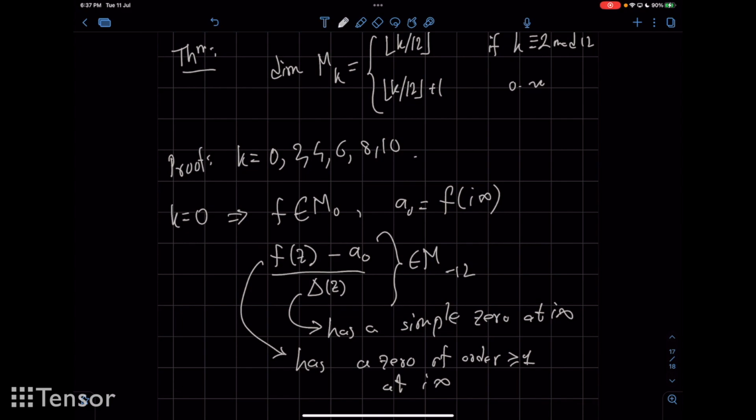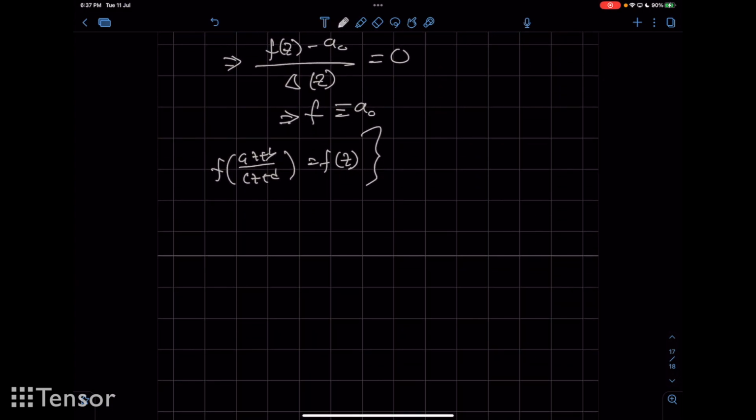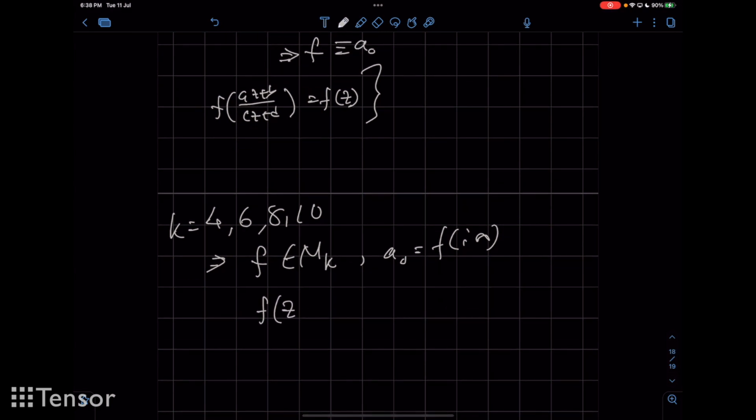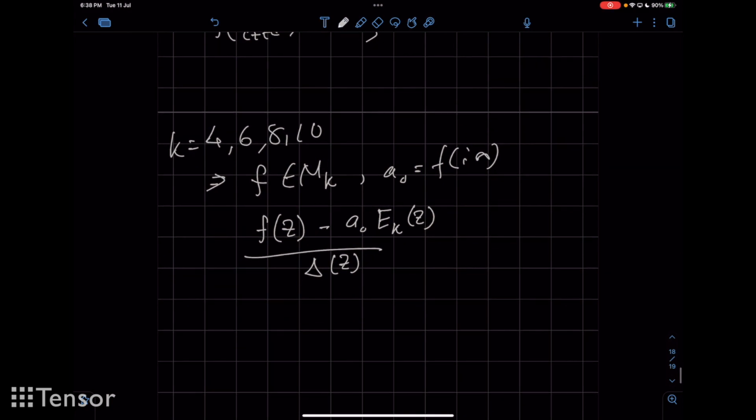And we can essentially do the same reasoning for k being 4, 6, 8, and 10. So let's do it real quick. If k is, say, 4 or 6 or 8 or 10, then again let's take a modular form of weight k, and suppose a0 is f of i infinity. We define a new function, f of z minus a0 divided by delta z. But this time, instead of taking just a0, we take this. Well, because what is the q expansion of Ek? The q expansion of Ek is 1 plus something like this, right? So Ek at i infinity is 1.